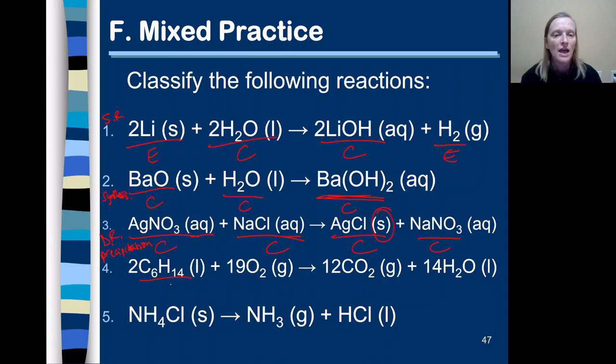My next example, I have a compound plus an element makes a compound plus a compound. Compound plus an element often means single replacement reaction, but I notice that my compound here is a hydrocarbon. It's made up of hydrogens and carbons, and my element is specifically oxygen. Therefore, this is a combustion reaction.